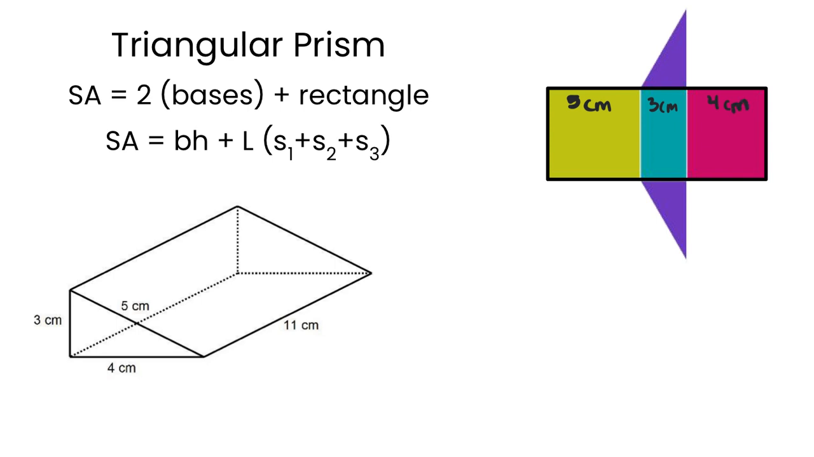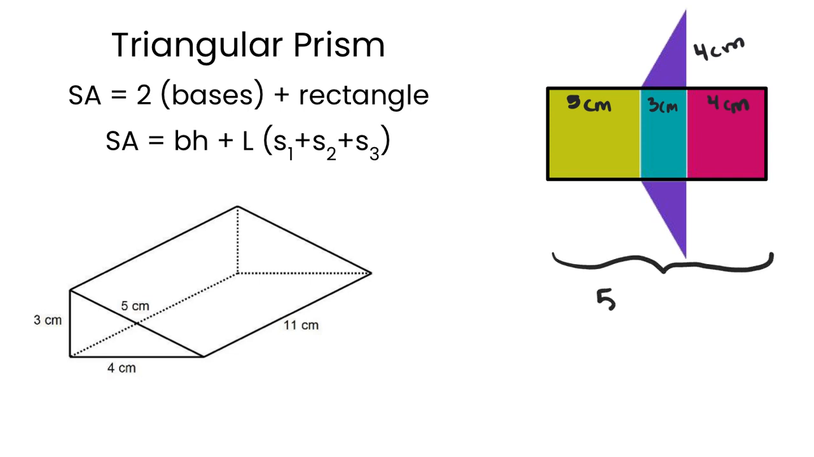And now let's label our triangle. We know the base is 3, and the height of that will be 4 centimeters. So that's the information that we need. All right, so let's have a look at the full length of that rectangle.